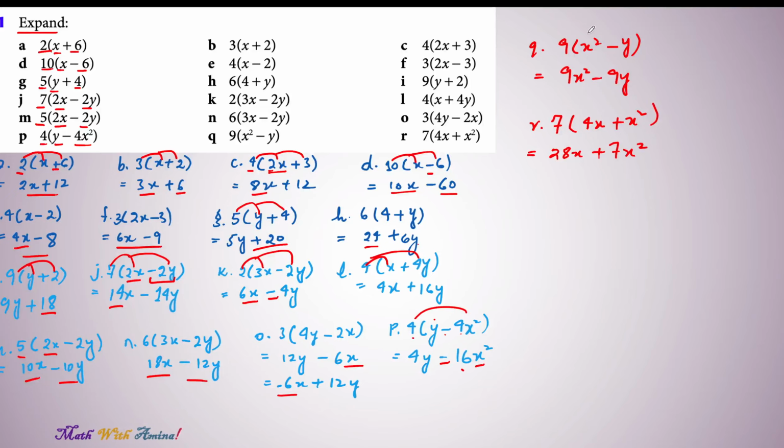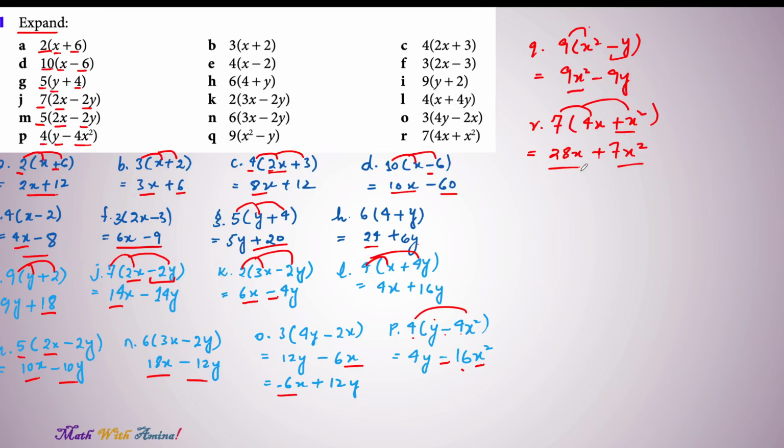Then we have 9 multiplied by x square is equal to 9x square. 9 multiplied by minus y is equal to minus 9y. 7 multiplied by 4x is equal to 28x. 7 multiplied by x square plus x square will become 7x square. That's all for this question.